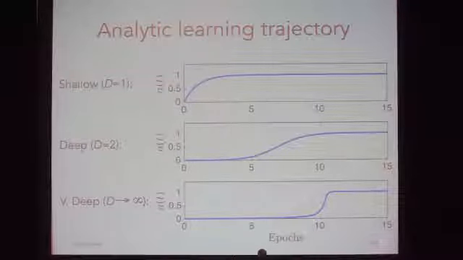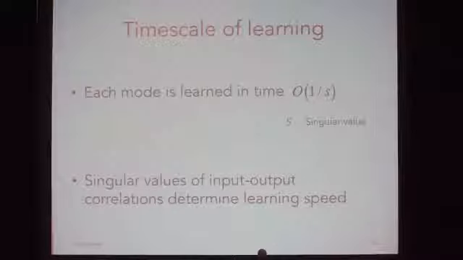Okay, so once you have an analytic trajectory that describes the entire time course of learning, you basically ask whichever question you like about the network and come up with a crisp answer. So for example, how long does it take to learn a mode? Well, each mode is learned in time 1 over s, where s is the size of the singular value. So it's a very simple idea that the stronger a correlation exists in the environment, the faster you learn it.